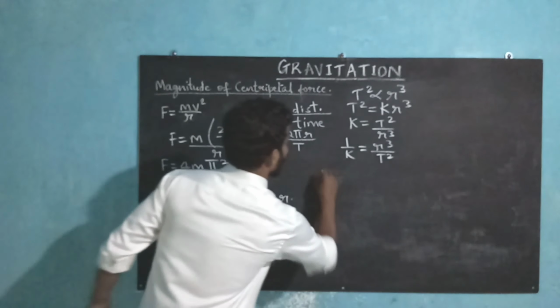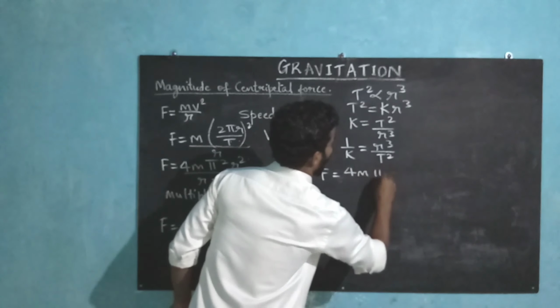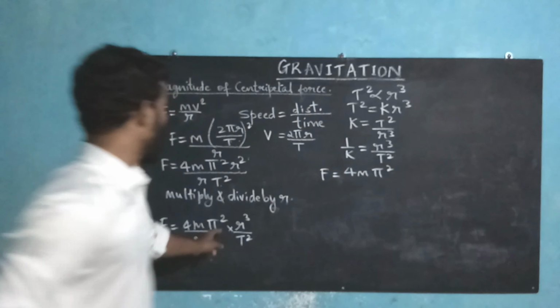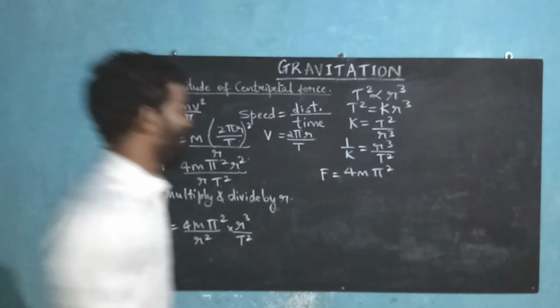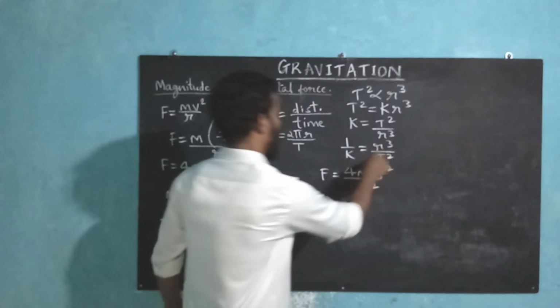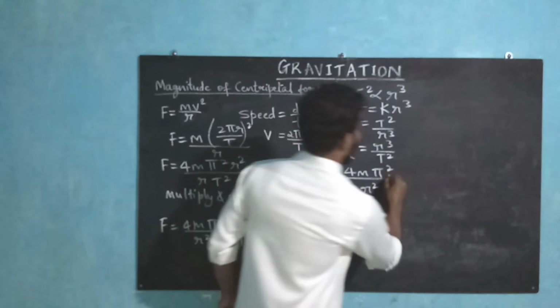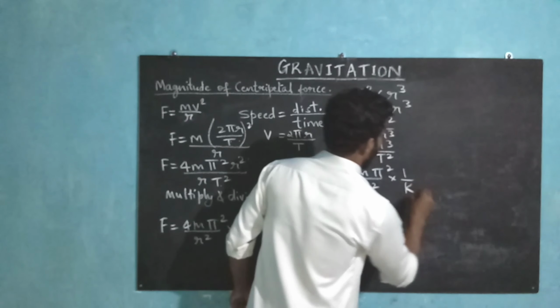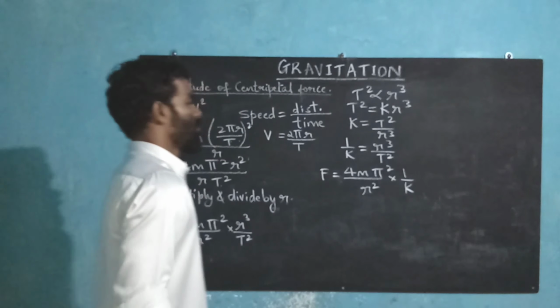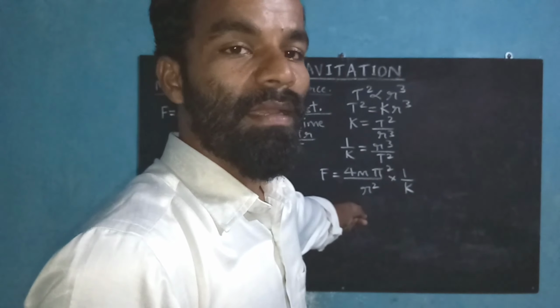So F will be equal to 4 m pi square divided by r square, and r cube divided by T square becomes 1 by K. So this will be 1 by K. So now you can see this equation F equal to 4 m pi square 1 by K.